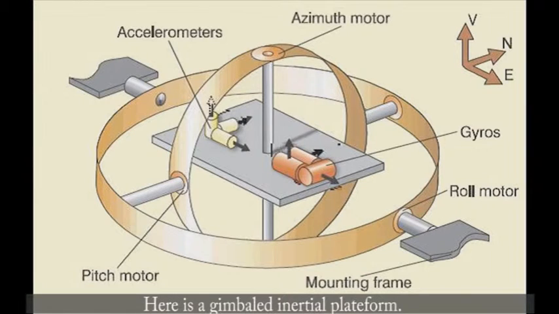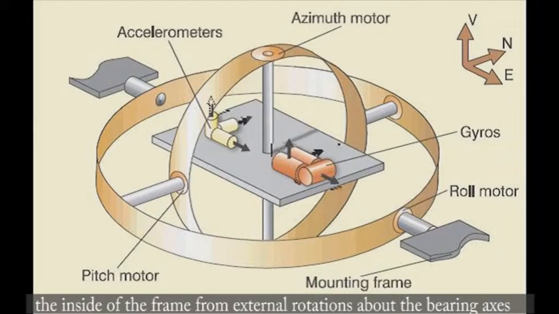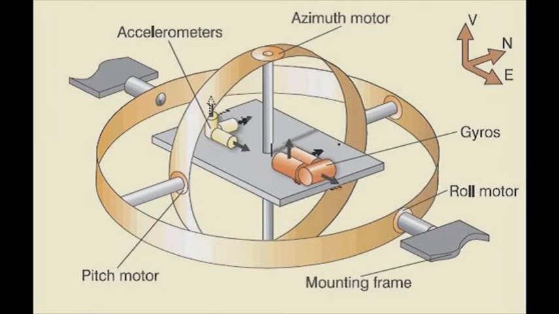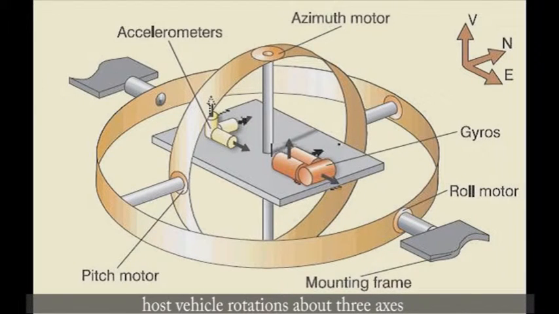Here is a gimbal inertial platform. A gimbal is a rigid frame with a rotational bearing for isolating the inside of the frame from external rotations about the bearing axis. At least three gimbals are required to isolate the subsystem from the host vehicle's rotations about three axes, typically labeled roll, pitch, and yaw axes.